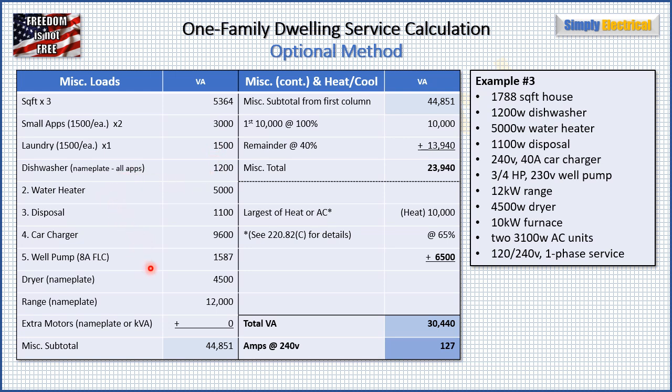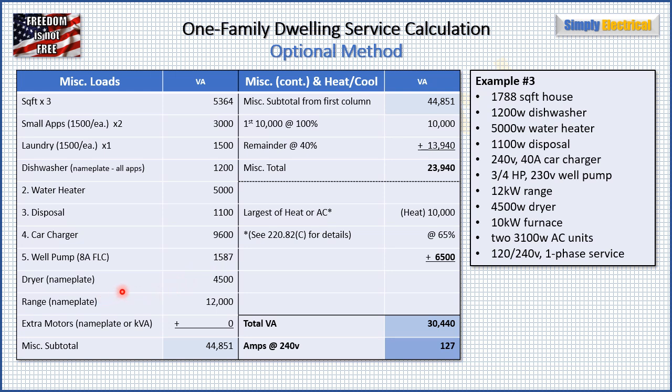Now we have a well pump. With the well pump, we are given a 3/4 horse 230 volt well pump. So now we're going to have to go to table 430.248. That will give us our full load current of our motor. We go down the column and we see in that table that a 3/4 horsepower motor at 230 volts is 8 amps full load current. 8 amps times our voltage, 230, gives us our wattage of 1587. So 1587 VA for the well pump.